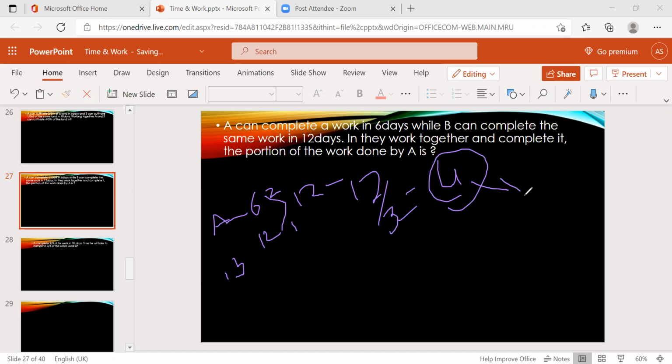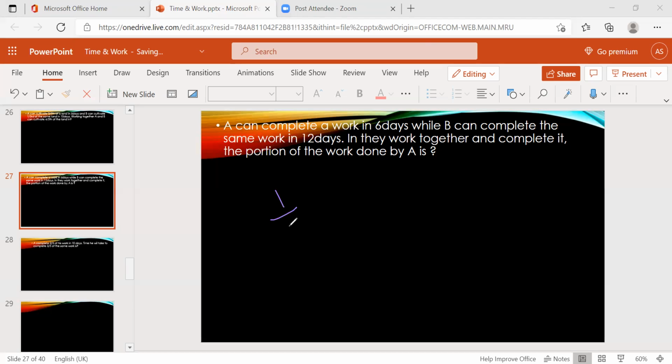So 4 days they complete, but what they're asking, what's the portion of A? What's that? 2, right? Efficiency is 2. And 4 days, it's nothing but 8. So 8 parts A will do, and B does 4 parts. Okay, right. But if they're given in fractions, better just do it in rule of flip method.